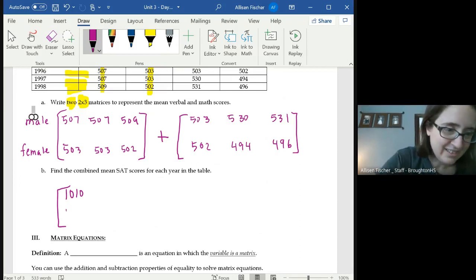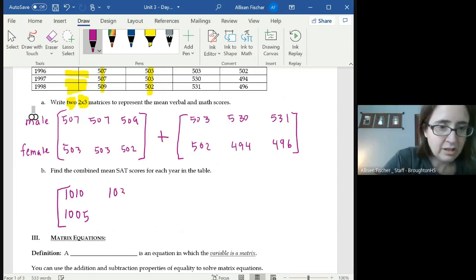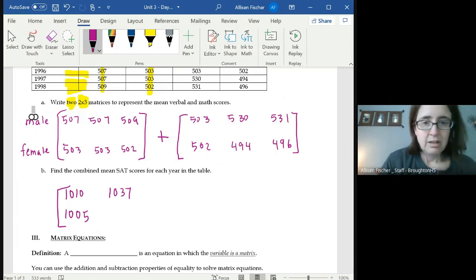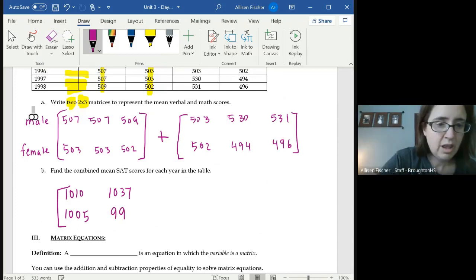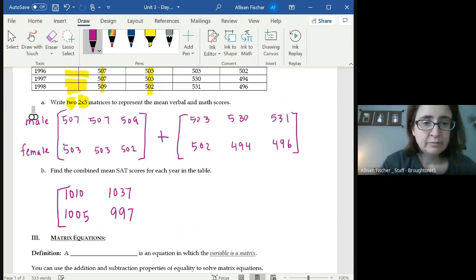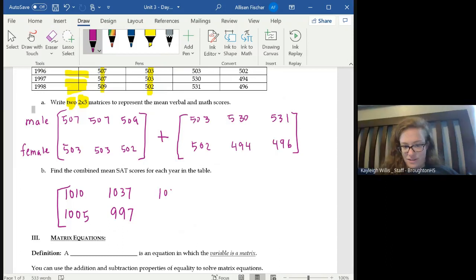This one's 1005. We got a 1037. What else we got here? 997. And then 1040. And 998.